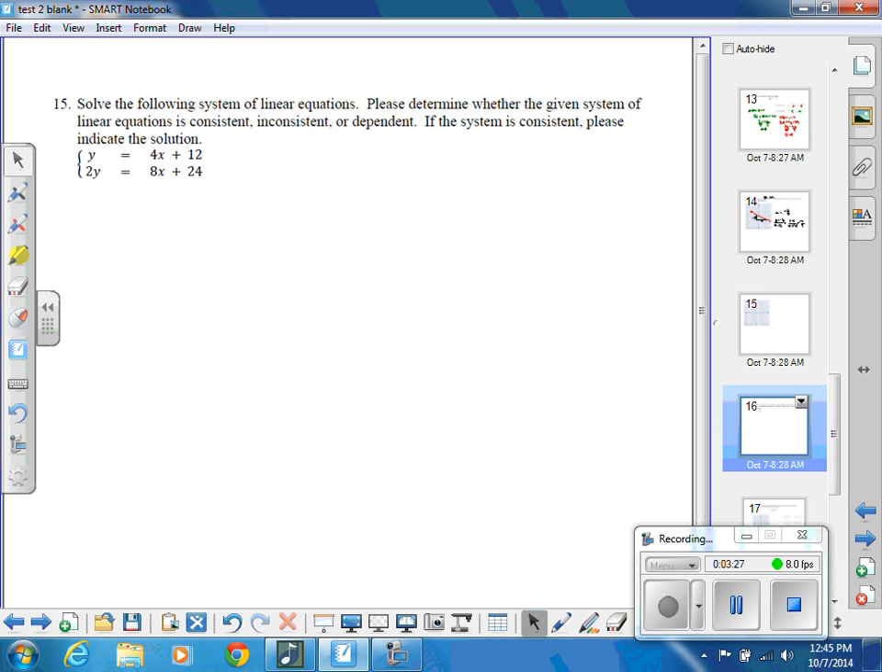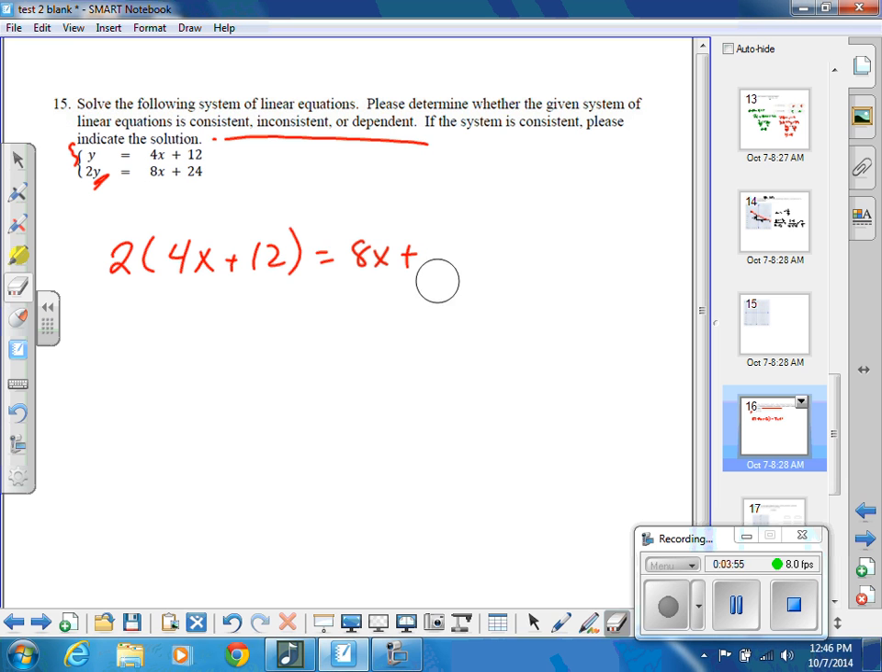I'm not saying one's better than the other. In this case, it's set up to do substitution because the y is already isolated. I'm just pointing that out, okay? After we're done with that, we need to figure out if it's consistent, inconsistent, or dependent. So here, anywhere I see this y, I'm going to plug in 4x plus 12. If I do this correctly, I should only have x's, no y. If I still have two variables here, I did something wrong. I shouldn't have x and y.